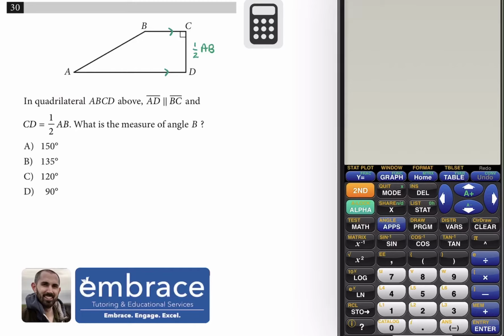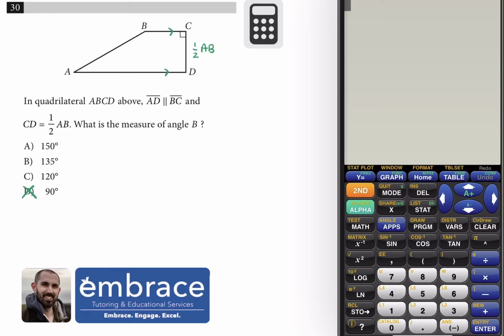All right, so the first thing I notice is that angle B is obtuse. So there's no way that it can be 90 degrees. So answer choice D is out. Now there's actually a few ways to solve this question. I'm going to go through two different solutions, okay?